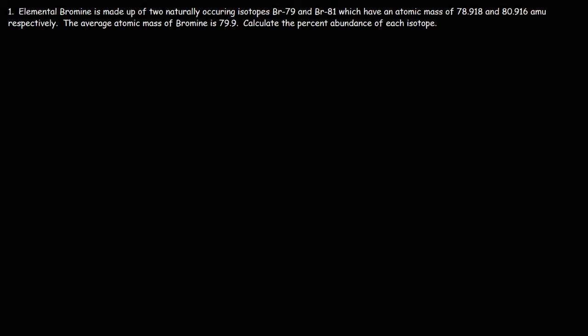In this video, we're going to talk about how to calculate the percent abundance of each isotope that make up a certain element. So in our example, we're going to use elemental bromine. Now this element consists of two predominant naturally occurring isotopes. There are others, but for the most part, natural bromine is made up of those two isotopes.